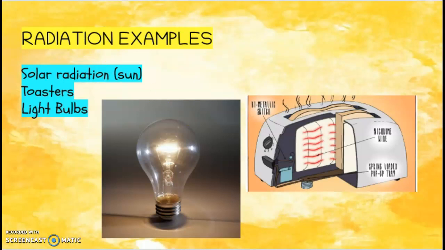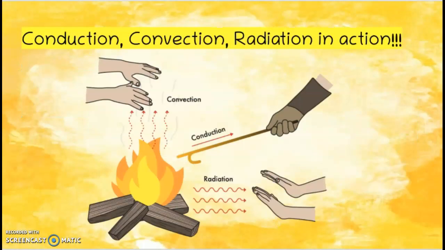Now let's see all of these three types of heat transfer in action in this campfire. We talked about this example last week, so we've got the convection going on over here, with the heat warming up the air, making the currents happen. The conduction starts at the end of the stick and then moves all the way throughout. And radiation, which we just talked about. So that was our short review for conduction, convection, and radiation.